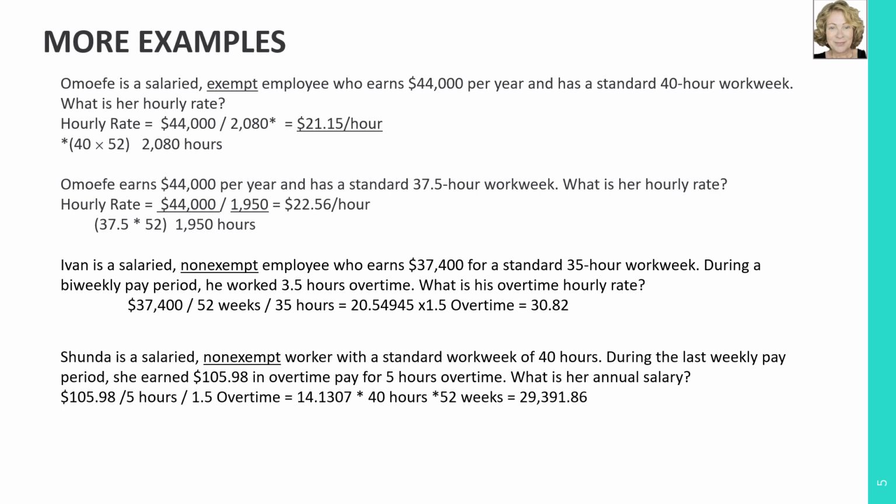You take the overtime that she got, and we know she got paid for 5 hours. So we'll convert $105.98 first into an hourly overtime pay by dividing it by 5 hours. And then we'll divide it by 1.5 to get her regular rate, which is 14.1307 times 40 hours to get her weekly pay times 52 to get her annual pay. And the result is $29,391.86.